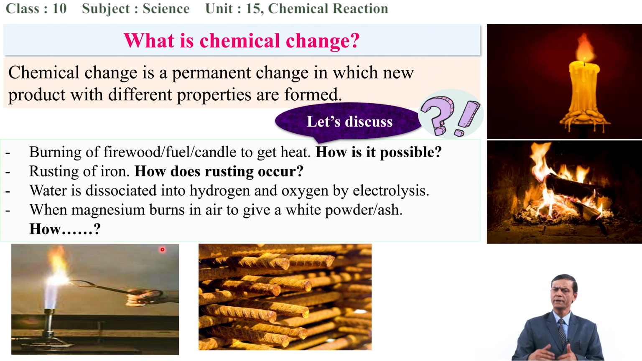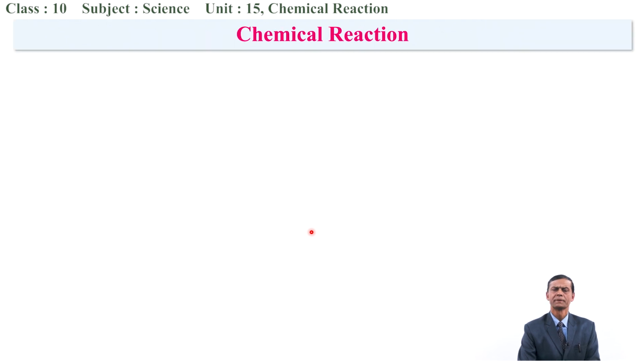And what happens when magnesium burns in air? Magnesium, when it burns, as here in the picture, look at it, gives white powder or white ash. In the air there is oxygen, so magnesium plus oxygen gives what? Magnesium oxide, isn't it? That we will discuss in the coming lesson.